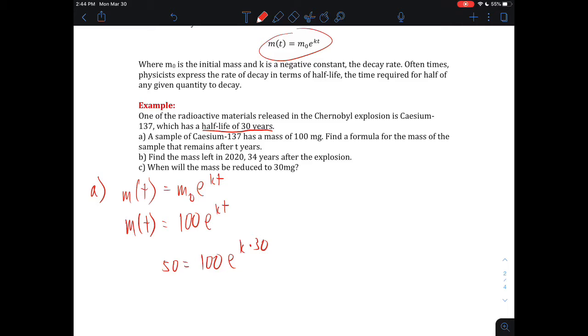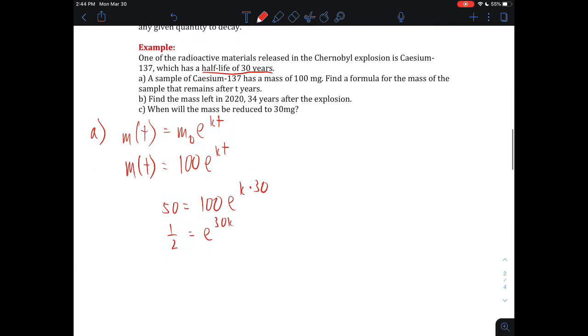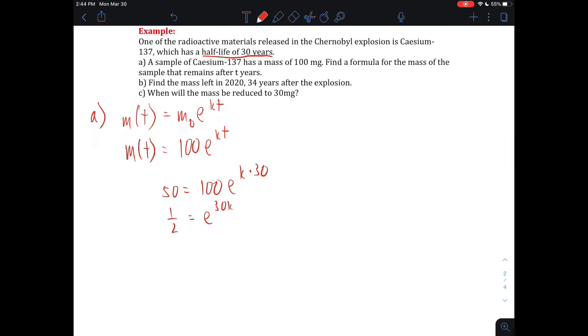And you can see that a lot of these problems now are really just exponential problems that we could have seen in a pre-calculus class. We really only needed calculus just to find out what the solutions are to get our equations to start with. So this turns into 50 divided by 100, or 1/2, is equal to e to the 30k. And we just need to get k all by itself. The way that we would do that is use the natural log function.